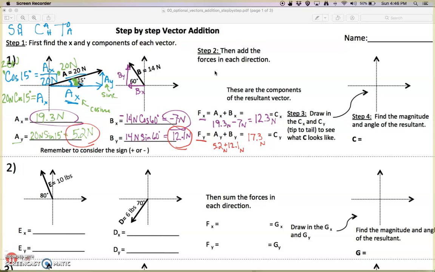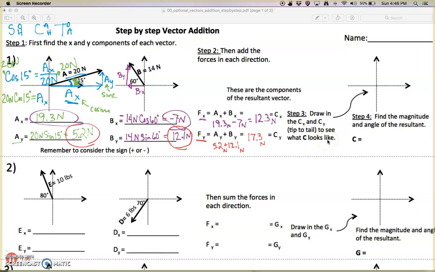So now, these are the components of the resultant vector. That's that answer vector for what is vector A plus vector B, what is their combined total. So we now know the x and the y components of that combined vector. And so I'm going to go ahead and move on to this next step, which is draw in Cx and Cy tip to tail to see what C looks like.